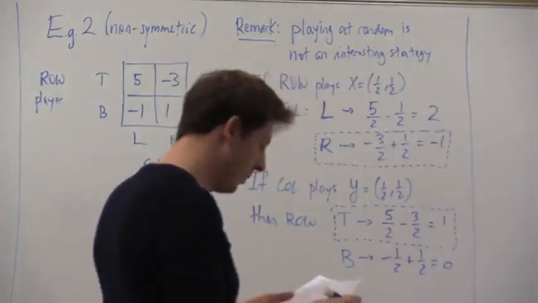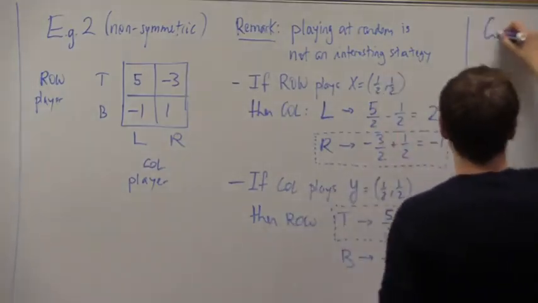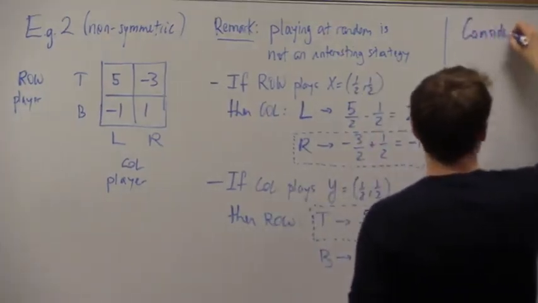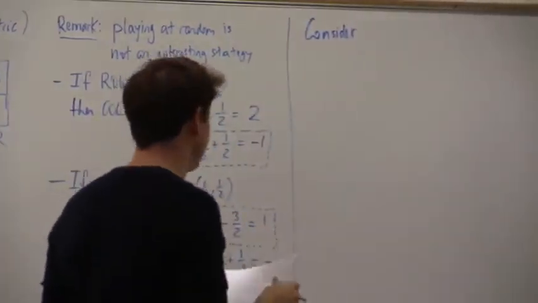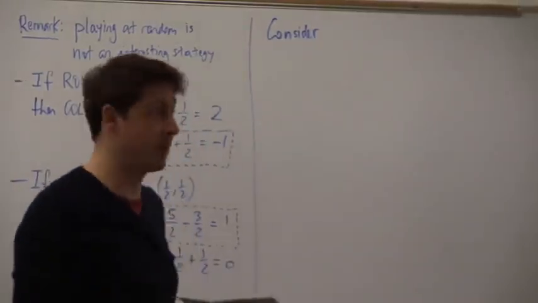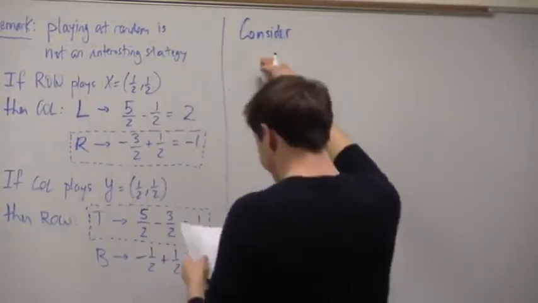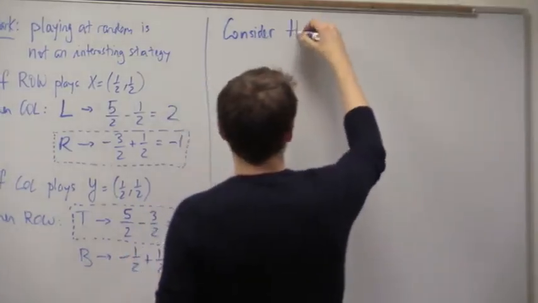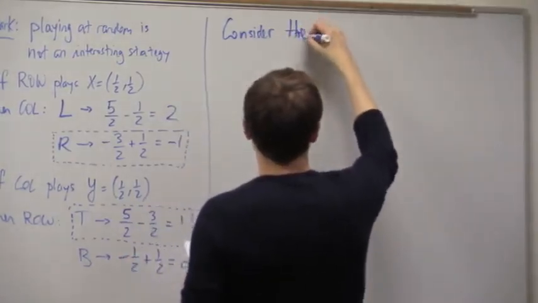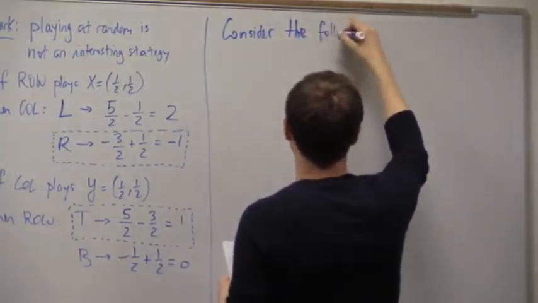So for now, I am going to propose two strategies. For now, they're unmotivated. We don't know yet where they come from. The point is to come up with an algorithm that derives these strategies. But now we're going to first see how these other strategies that are not random behave. So consider the following strategies.